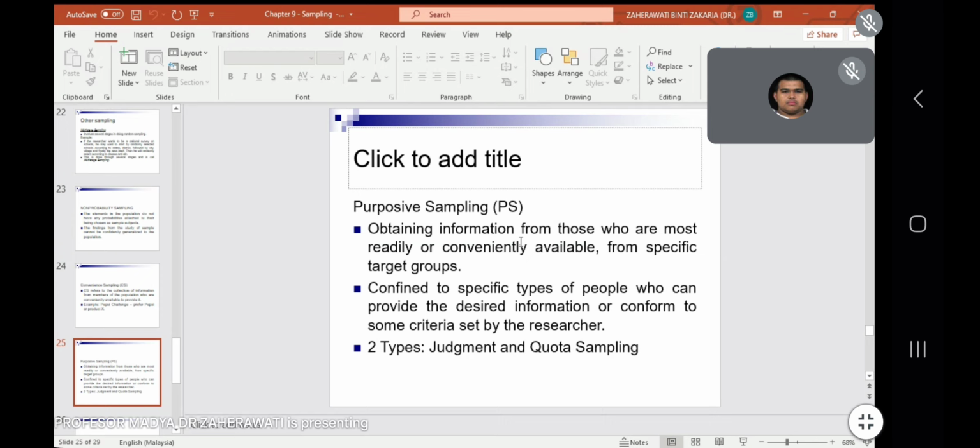Whoever is a smoker, you cannot give the questionnaire to a non-smoker. You have to get the true respondent. The topic about vaping habits, the factors contributing to vaping habits among youth. Definitely, you use purposive sampling and approach the vapers. You cannot approach non-vapers. It would be wrong.